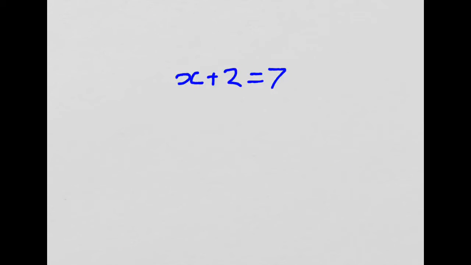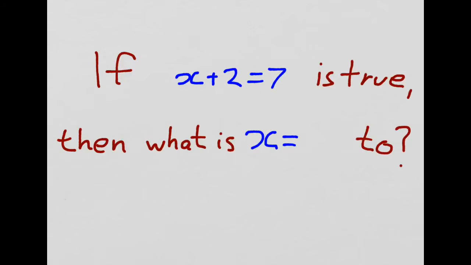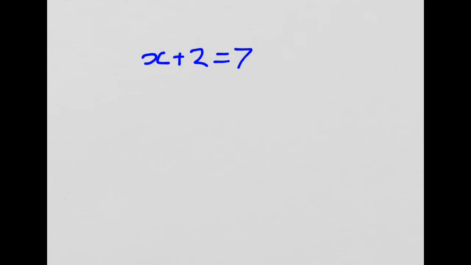Let's take this first equation, x plus 2 equals 7. This equation is a way of saying, I'm thinking of a number, I add 2 to my number, and then the answer is 7. So if that's a true statement, then what number am I thinking of? Most of you would figure out that the answer is 5, and we write this as x equals 5.